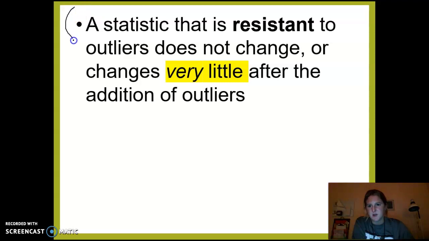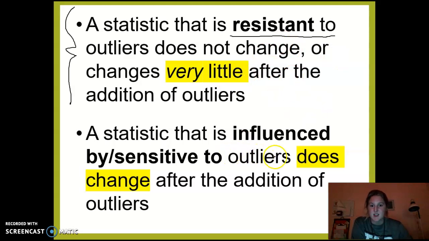So here's another good definition for your notes. It says a statistic that is resistant to something doesn't change, or it changes very little after an outlier is added. A statistic such as the mean, the median, or the mode, those are all statistics. Something that's resistant to outliers doesn't change. If you're resistant to something, you're holding your ground, you're not changing. But something that's influenced by does change. We're going to talk about which stats are resistant to outliers and which stats are influenced by outliers. Once you have these in your notes, go to the next slide.